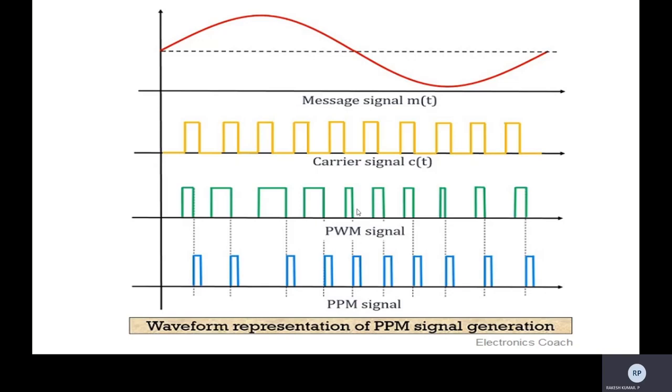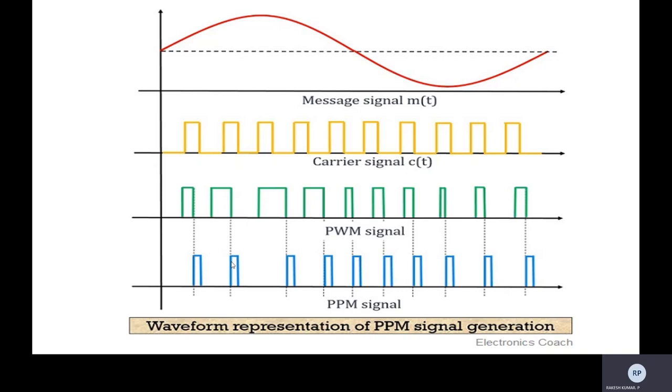Next, coming to the PPM signal. The PPM signal I cannot draw directly from the message signal and carrier signal. PPM stands for pulse position modulation. We can obtain the PPM waveform only after getting the pulse width modulated signal. At every falling edge of the pulse width modulation, we will get the PPM, pulse position modulated signal.